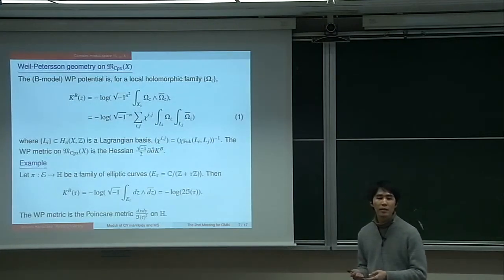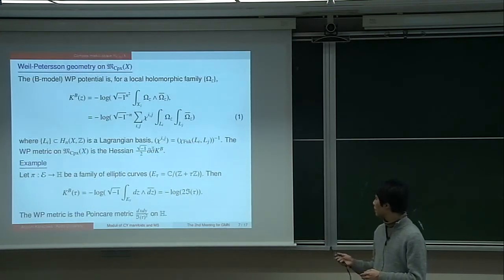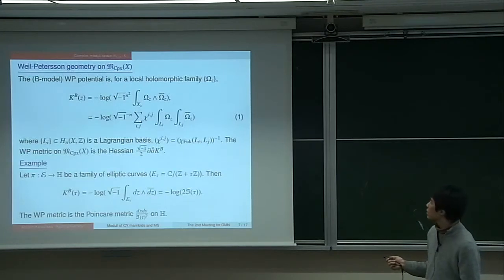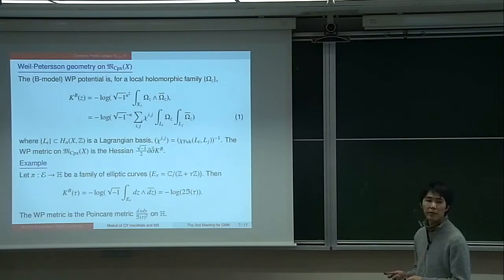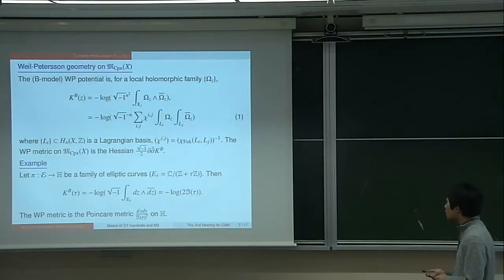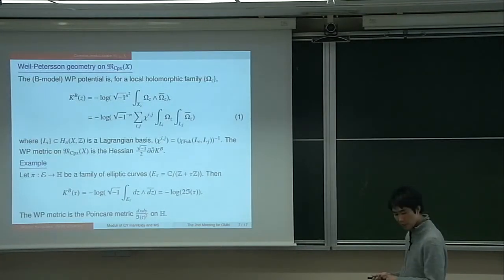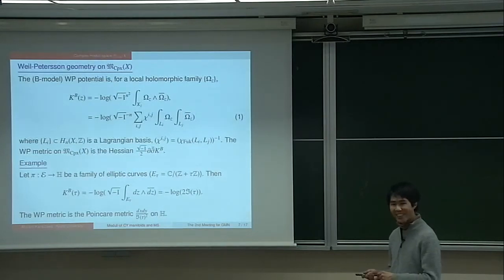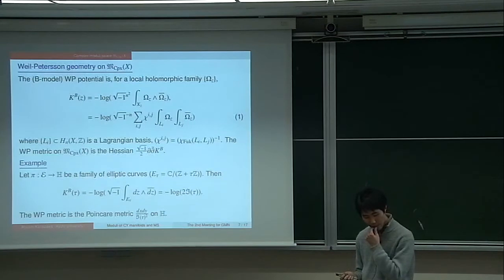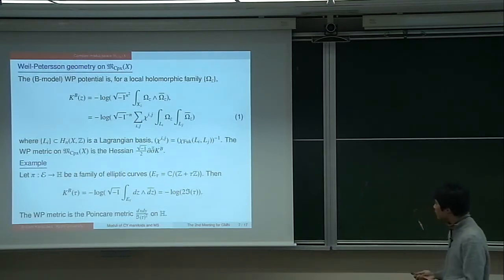By Lagrangian basis, you mean these Lagrangian submanifolds? That's correct. But is it clear that this intersection matrix is invertible? This is just an alternating sum of Lagrangian Floer homology of these. Invertibility? From the mirror symmetry point of view, it's trivial, but I can't directly see the invertibility. Yeah, that's a good question. Maybe not this time, but it should follow.